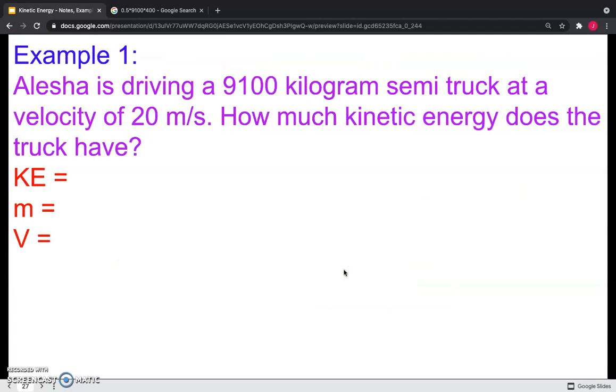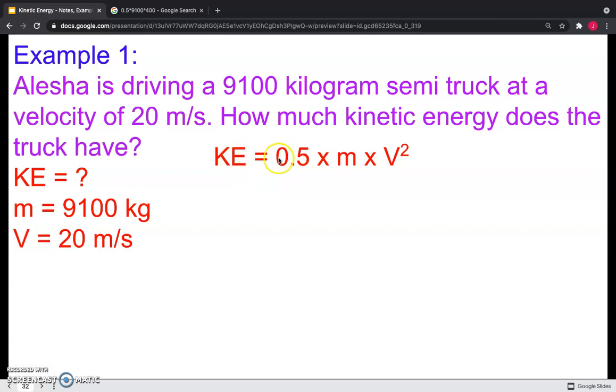Alicia is driving a 9,100 kilogram semi-truck at a velocity of 20 meters per second. How much kinetic energy does the truck have? So that's our unknown, how much kinetic energy the truck has. We know the mass, that's 9,100 kilograms. And we know the velocity, that's 20 meters per second. So then we're going to plug those values into our formula. KE equals 0.5 times mass times velocity squared. We don't know KE, but we do know the mass, that's 9,100, and we know the velocity, that's 20.